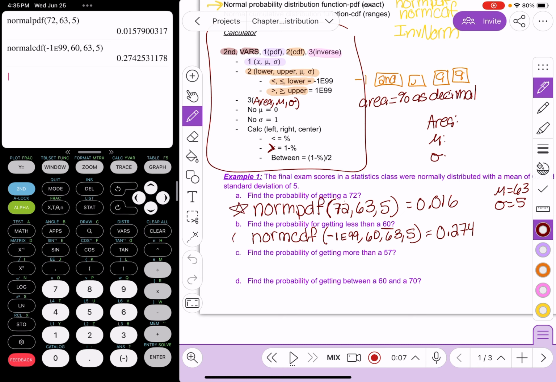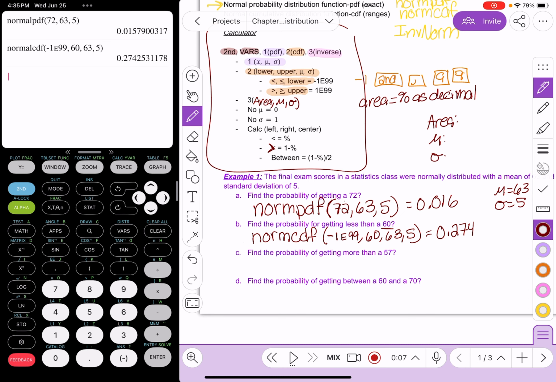Again, these are the notes I would write on your note sheet that you're going to send me a picture of. That way, if you get the wrong answer, I know what you typed in your calculator, regardless of whether you typed it next to the words lower, upper, mean, standard deviation, or whether you typed it like commas.